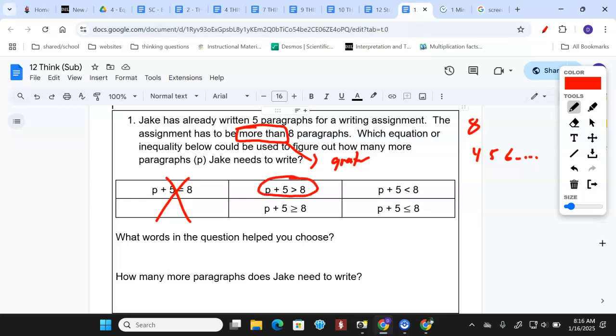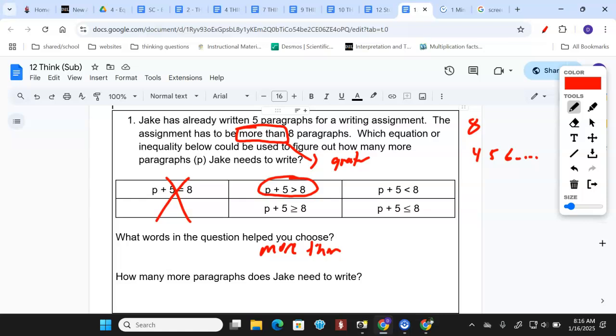The number of paragraphs he needs to write plus 5 that he's already written. Those together need to be more than 8. More, greater than 8. So this seems to me like the one to beat. This says more than, and here again, 4 works, 5 works, 6 works, and I think it's that one. In the question, the words "more than" were the ones that really helped me choose that answer. That's the one that represents the situation.